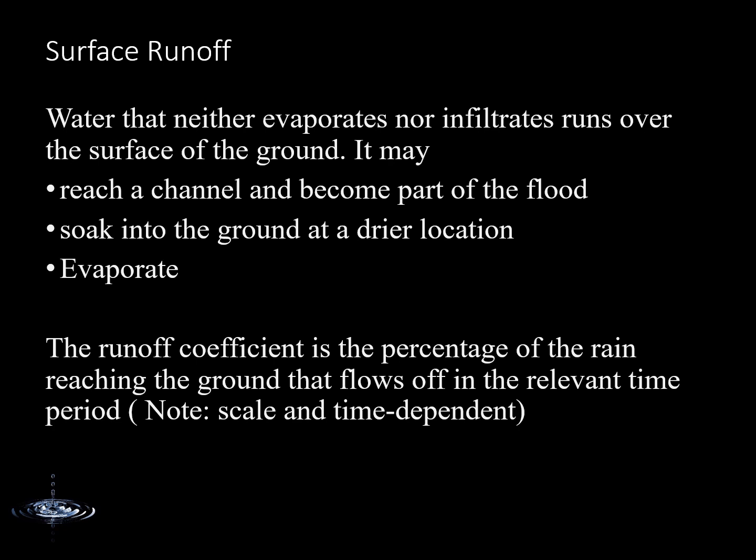Surface runoff refers to the portion of precipitation that flows over the land surface into rivers, lakes, and other water bodies. Surface runoff can be measured using a stream gauge, which records the volume of water flowing in a stream or river, or by measuring the change in water level in a pond or lake over time. Water that neither evaporates nor infiltrates runs over the surface of the ground, and that's why it is called surface runoff. It may reach a channel and become part of a flood.